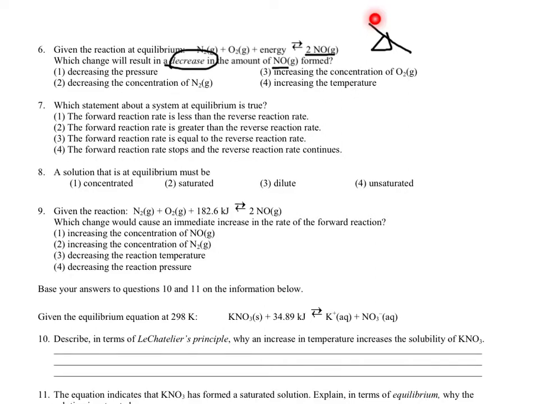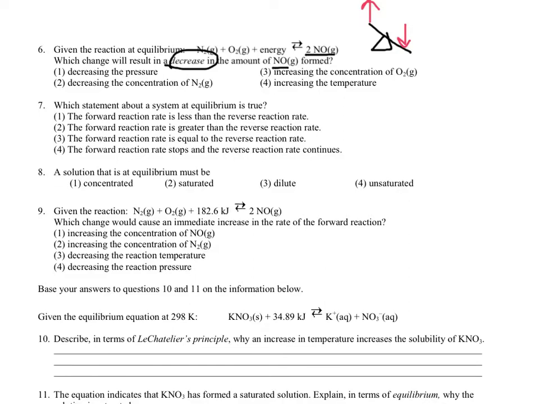So if something is on the lower part of the seesaw, its concentration goes down. And if something is on the upper part of the seesaw, its concentration goes up. Just the direction that the seesaw falls. So here we're looking for a change that's going to cause the seesaw to shift down. Now the first item listed is a decrease in pressure.